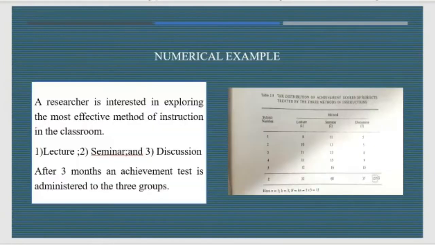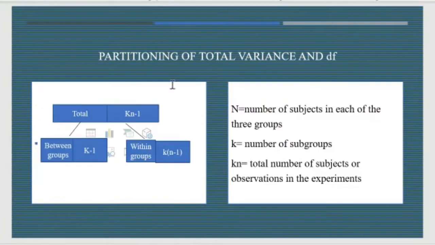Now, this is a numerical example. Suppose a researcher is interested to know which is the most effective method of classroom instruction. There are three methods: lecture, seminar, and discussion. The researchers want to see whether there is any difference between the participants when they are getting these methods, and the DV is the achievement test. Clear?